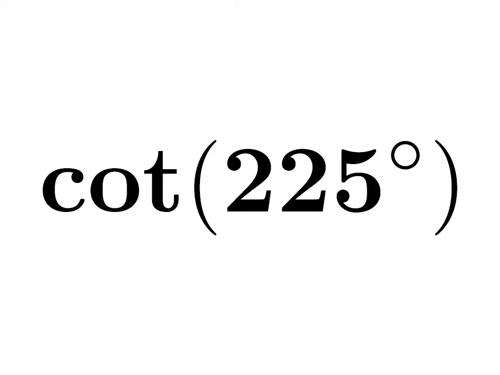In this video, we will learn to find the value of cotangent of 225 degree. As 225 degree is equal to 270 degree minus 45 degree, so cotangent of 225 degree is equal to cotangent of 270 degree minus 45 degree.